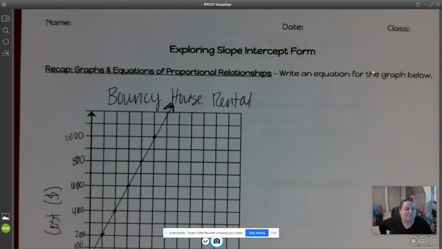Hey everyone, it's Mrs. Brimlow, and today we're going to explore what we call slope-intercept form. Now, before we do that, we need to do a quick recap of graphs and equations of proportional relationships.